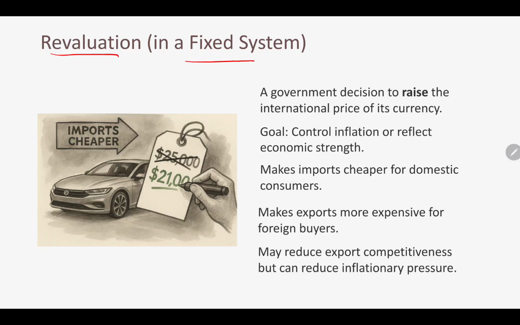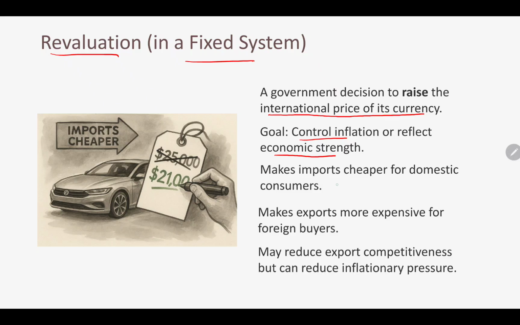Revaluation in a fixed system. A government decision to raise the international price of its currency. The goal is to control inflation or reflect the economic strength, or slow down the economy.